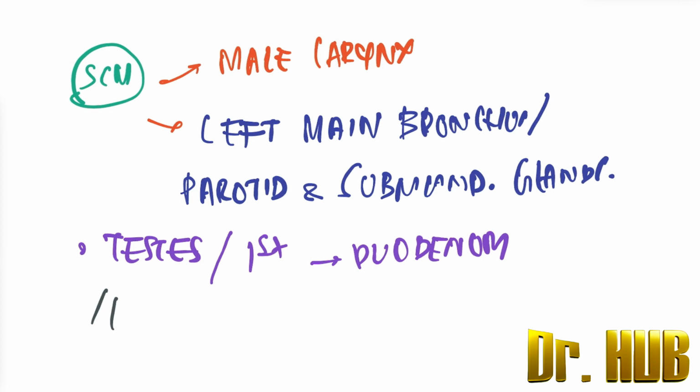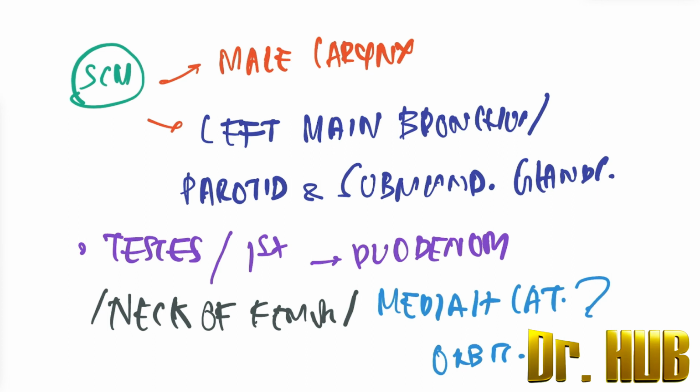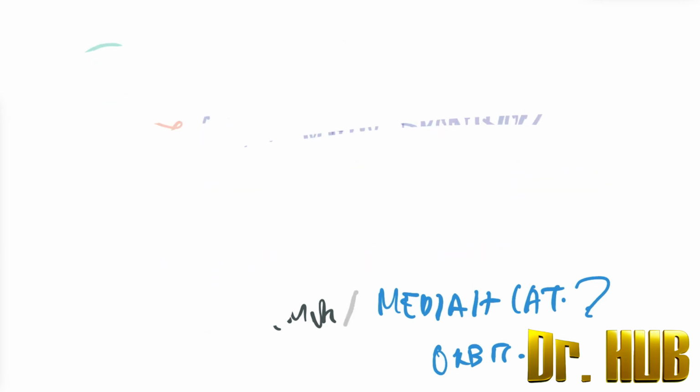Next comes the neck of the femur and the medial and lateral wall of the orbit. So they are all 5 centimeters. Next, let's look at 7.5. So what is 7.5 centimeters?